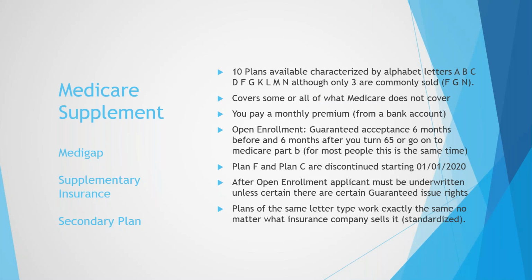So just kind of overview, what is a Medicare Supplement? They have different names out there. They all mean the same thing. We've heard the term Medigap, supplementary insurance, secondary plan. But at the current moment, there are 10 plans available, and they are characterized by alphabet letters A, B, C, D, F, G, K, L, M, N, and there's also a high deductible F. So it kind of falls under the F category. And the most commonly sold ones are F as in Frank, G as in the color green, or N as in the woman's name Nancy, F, G, and N.